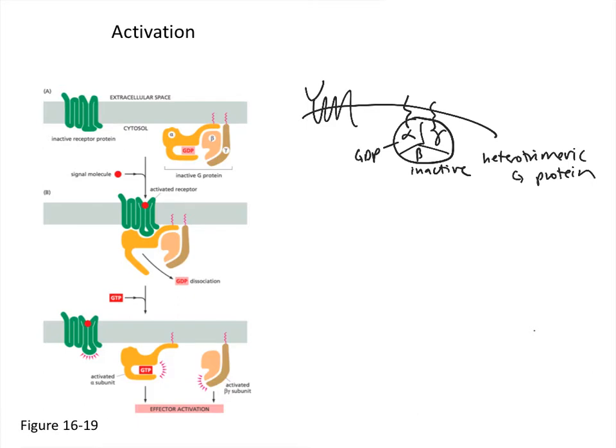Now I'm going to draw in red what happens when we have an activation of the signaling pathway. That's due to the ligand binding extracellularly. And then this recruits the heterotrimeric G protein to the receptor. This is due to a conformational change in the receptor, which then allows the heterotrimeric G protein to have a higher affinity for it. So to kind of write this out step by step, the ligand binds extracellularly.